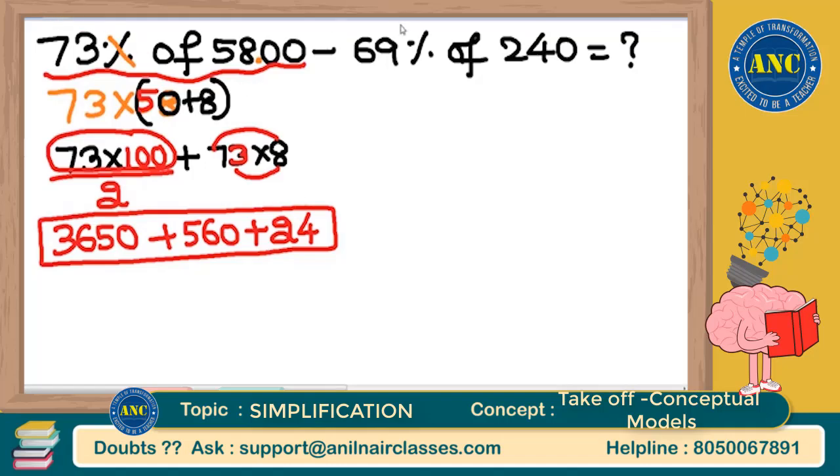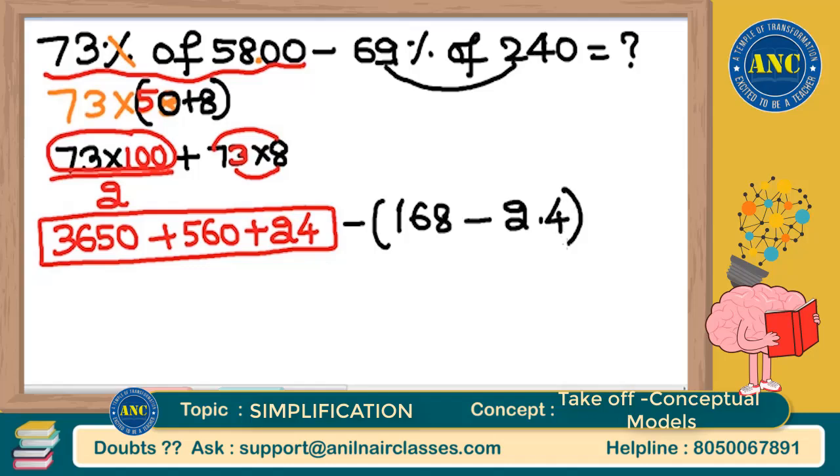Minus, continue again, minus 69% of 240. 69%, what I will do is, I will make it 70% minus 1%. So 70% of 240: 70% is 70 by 100, or it is 7 by 10. 7 by 10 into 240 is 7 into 24, which is 168, right? 168 minus 1% of 240, which is 2.4, right? It is 2.4.